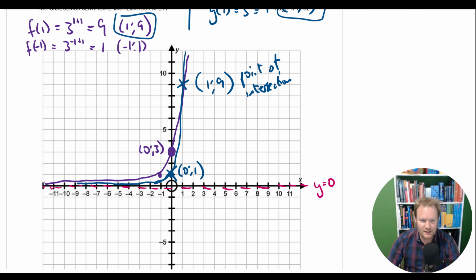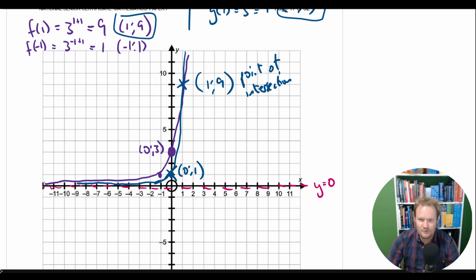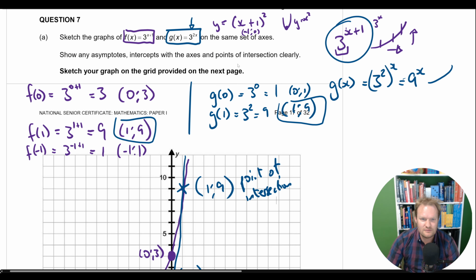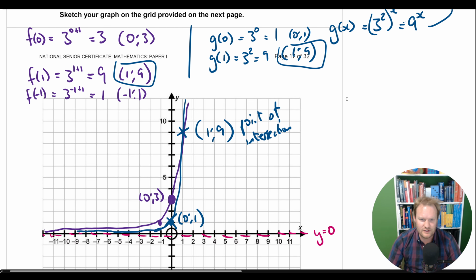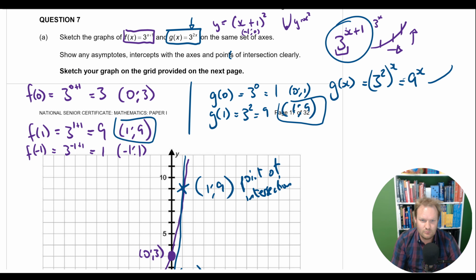Now, the only thing that I'm left thinking about is points of intersection, but I only see one point of intersection because this graph is increasing at a quicker rate. So I'm not sure why it says indicate intercepts with the axes. Oh, I guess it's just show intercepts with the axes, and there was only one point of intersection. So points.